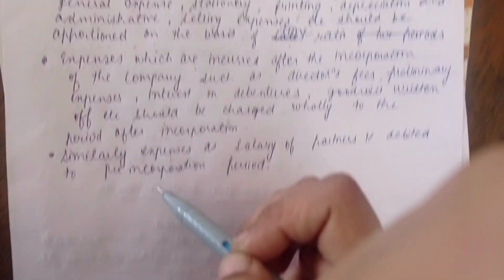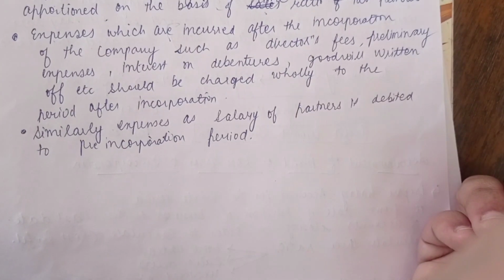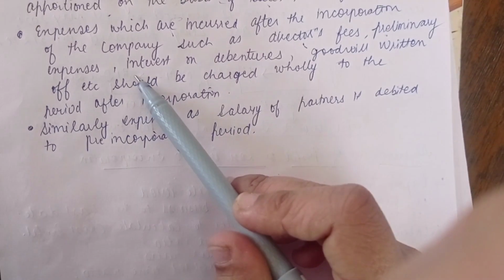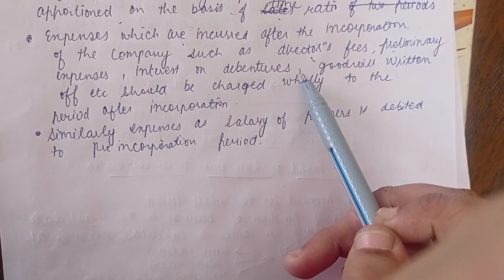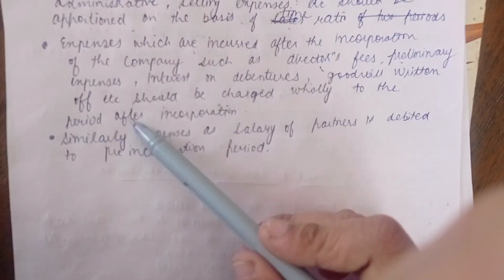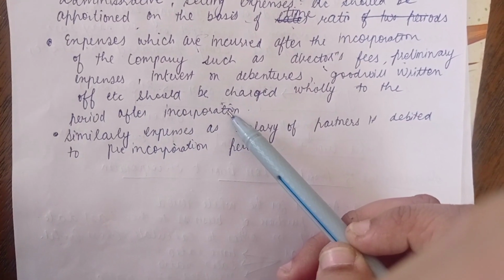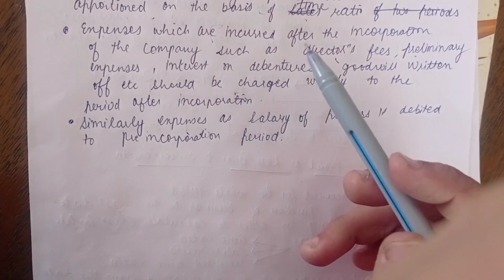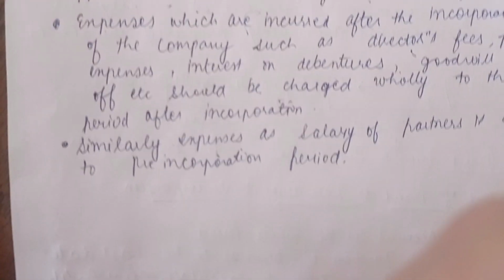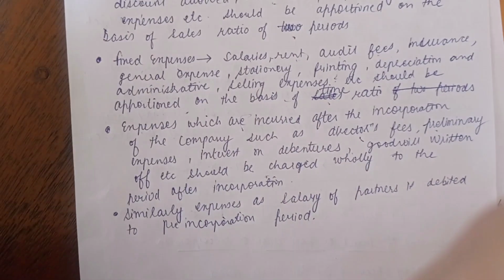Now some expenses are incurred only after the incorporation of the company, such as director fees, preliminary expenses, interest on debentures, goodwill written off, and these expenses should be wholly transferred to the post incorporation period, right? Similarly, some expenses like salaries of partners are debited to the pre incorporation period, as we discussed earlier. Now we can take an example.